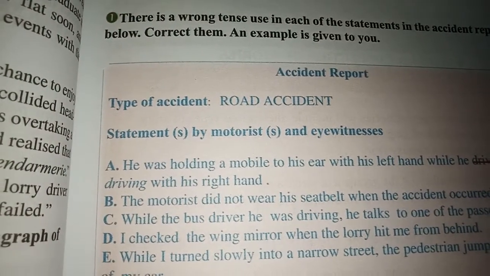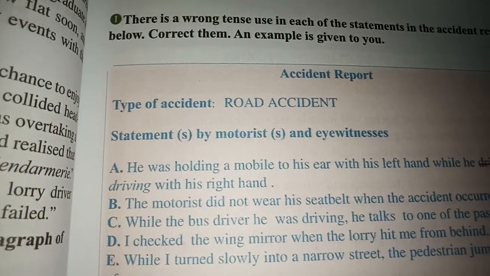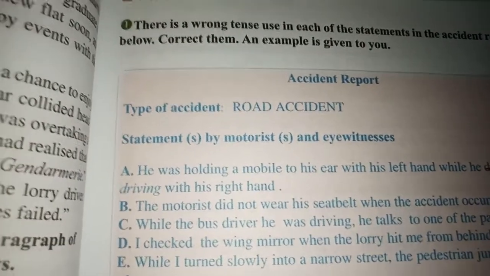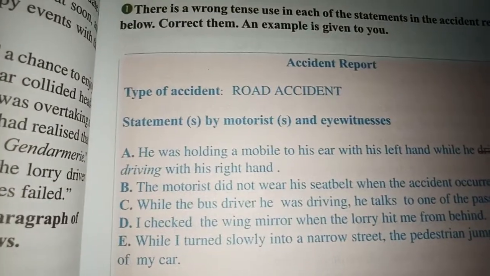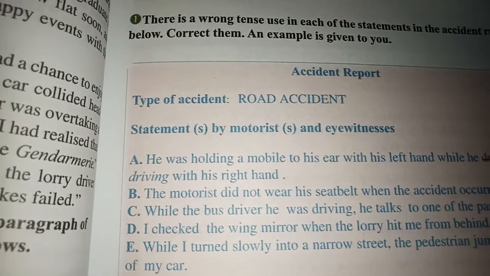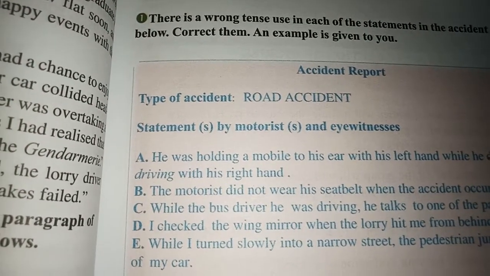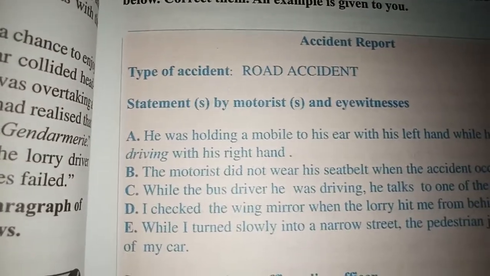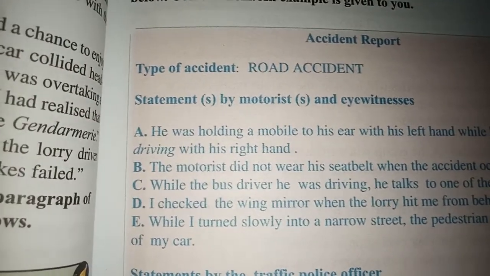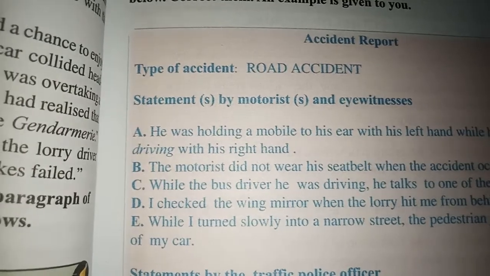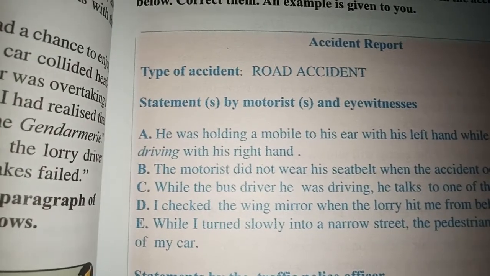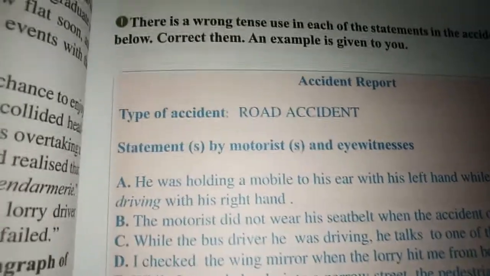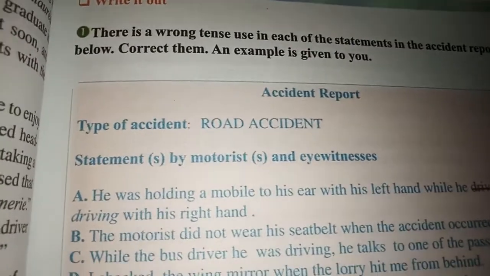So what does it mean? Wrong tense use. Wrong tense use means that instead of using present simple, for example, we use past simple. Or instead of using past continuous, we use past perfect. Okay? So we are mixing up tenses. Okay. Let's do it together.